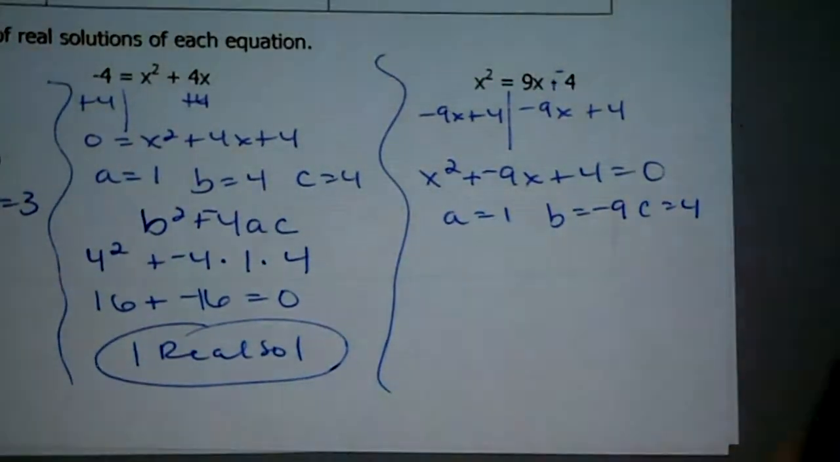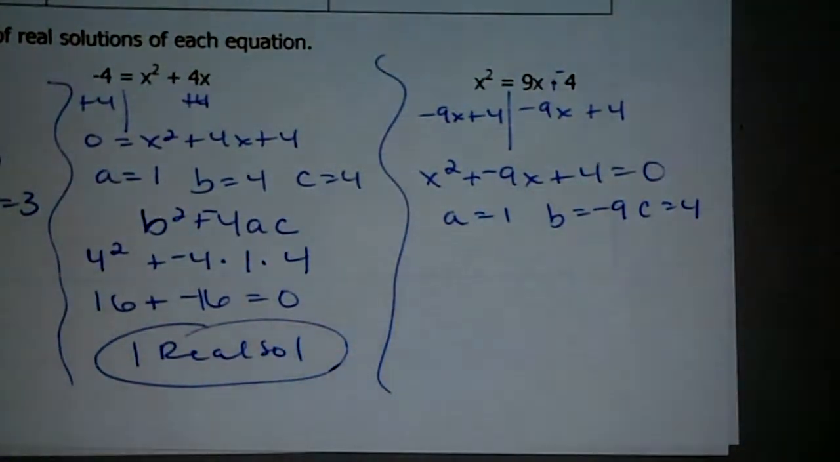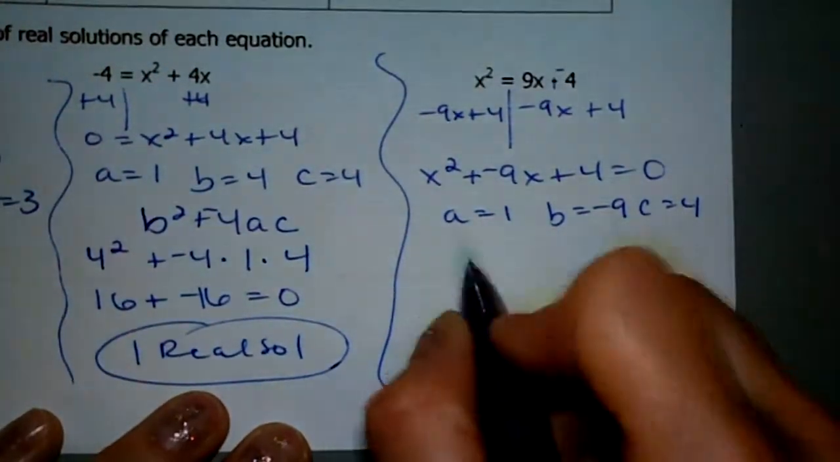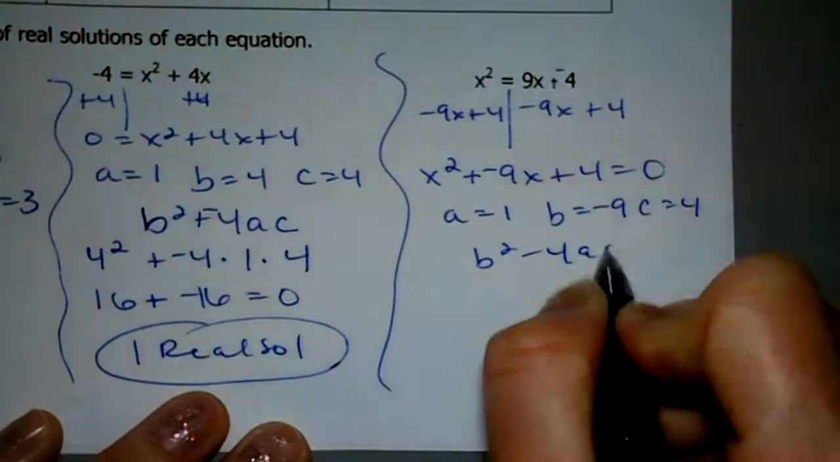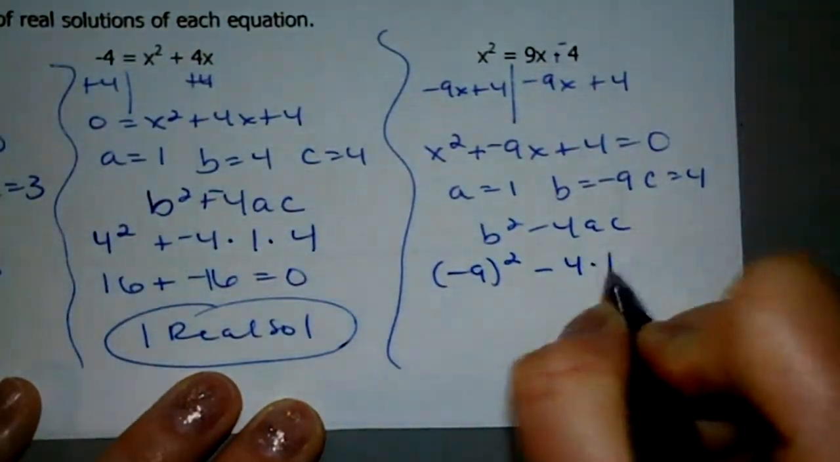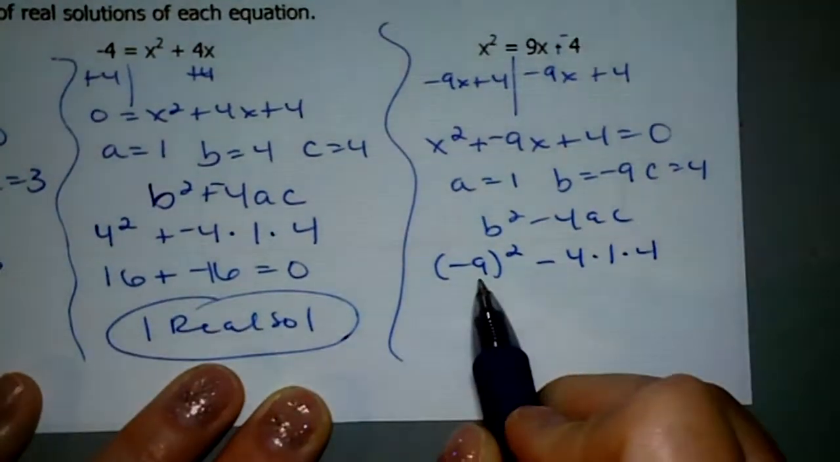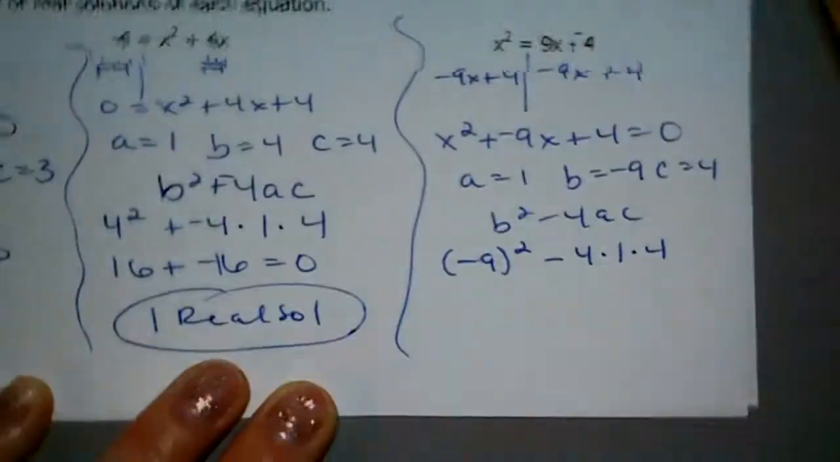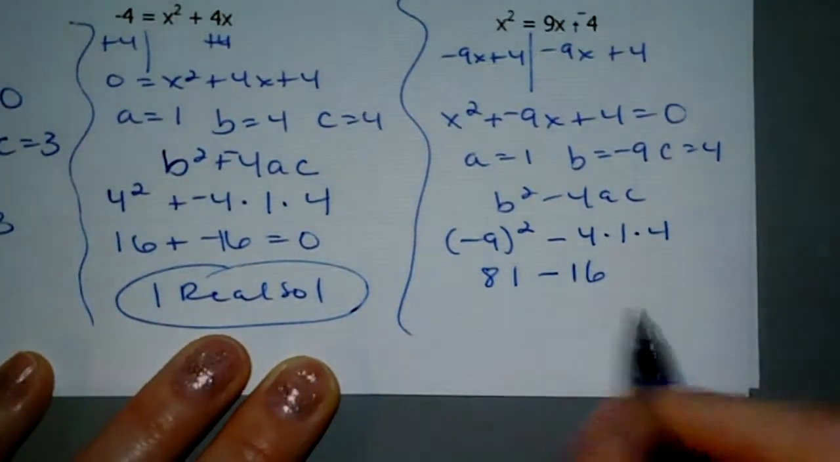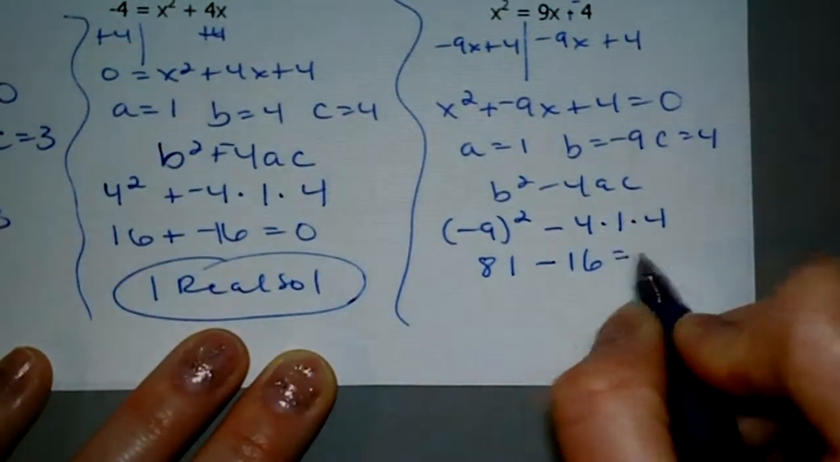If you did move the x squared, just so you know, you're still going to get the same thing. You're going to get what you need to get. All right, so b squared minus 4ac. I have negative 9 squared minus 4 times 1 times 4. The quantity of negative 9 squared is 81, and 4 times 4 is 16. And when you take 81 minus 16, you get 65.